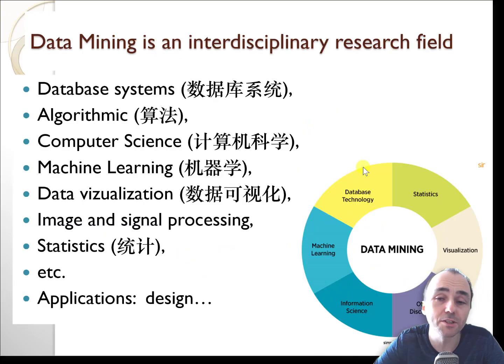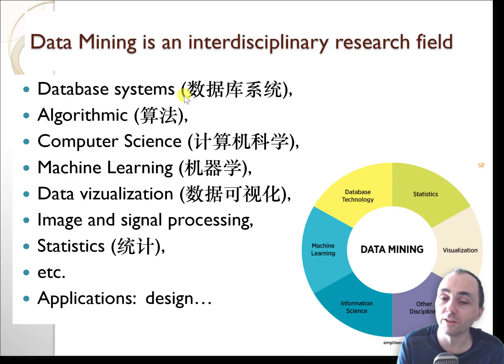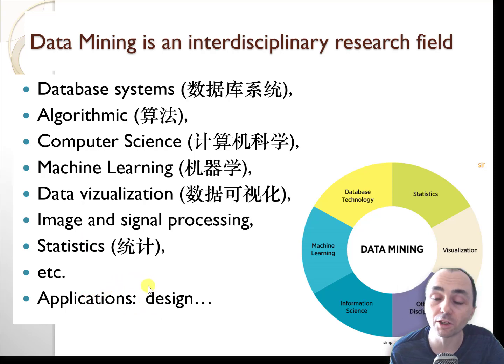So data mining is an interdisciplinary research field. A big part of this is about computer science, so about database systems, because we want to know how the data is stored and how to access the data quickly and so on. Also, it is about algorithmics, because we need to design good algorithms to analyze data. Computer science, of course, machine learning if we want to do prediction and other things, data visualization, and of course statistics is also very important to analyze data. And also there are different applications. So there are many aspects, different research fields, that are taking part in what we call data mining.